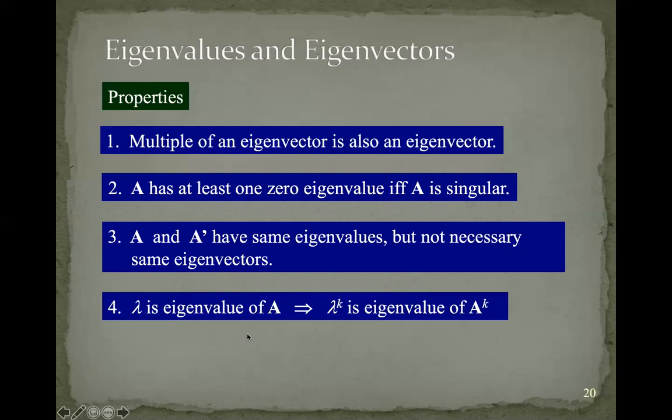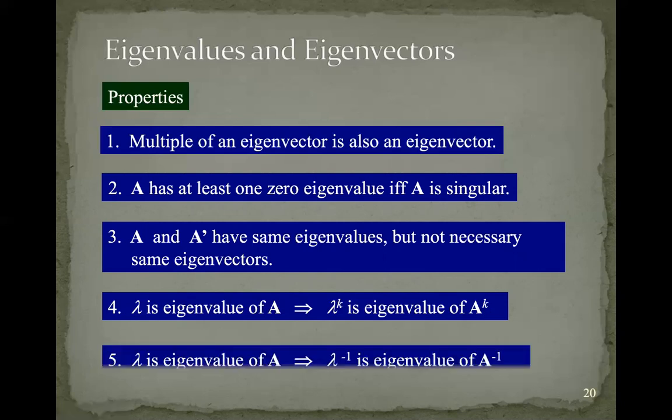If lambda is an eigenvalue of the matrix A, then lambda to the power k is also an eigenvalue of the matrix A to the power k. Lastly, if lambda is an eigenvalue of A, then the inverse of lambda is also an eigenvalue of the inverse of the matrix A.